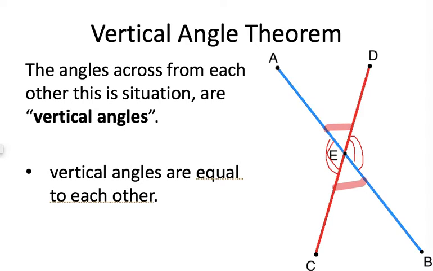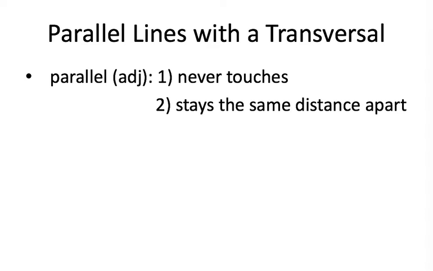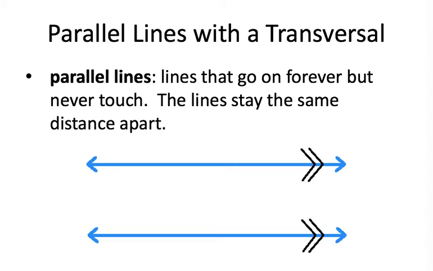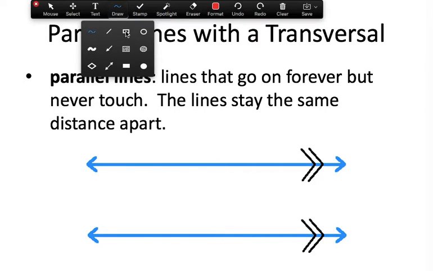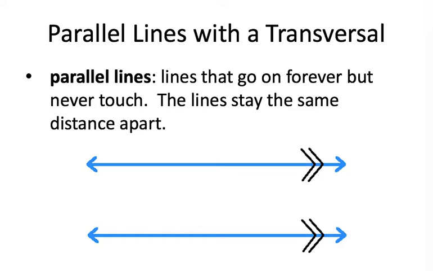All right, moving on, we're going to be talking about parallel lines and transversals. Let's first go over parallel lines. The word parallel means never touches, or staying the same distance apart. So if you have parallel lines, then you have two or more lines that go on forever, but they will never touch, and their distance from each other will always stay the same. These little symbols right here are a way of indicating that these two lines are parallel. All right, so that's what parallel lines are.